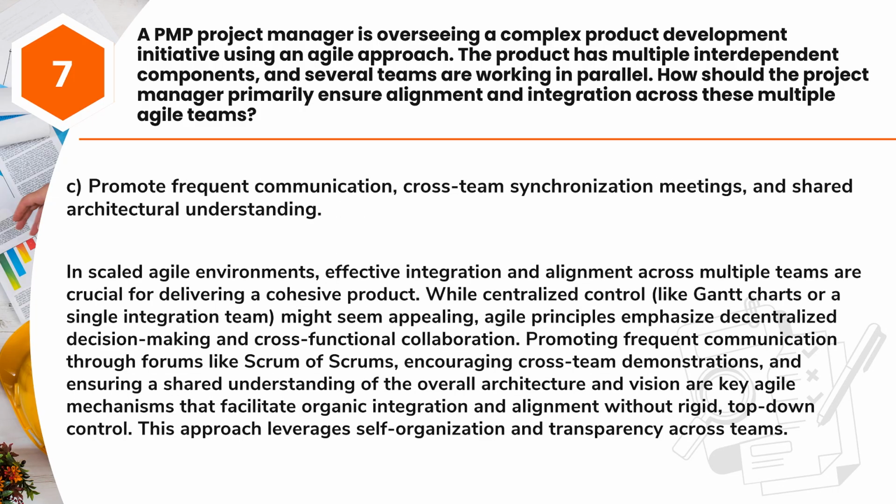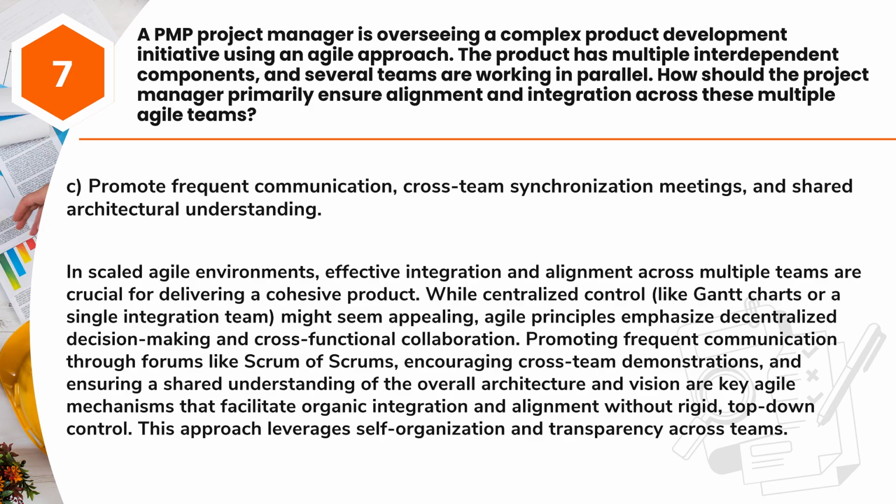Answer: C. Promote frequent communication, cross-team synchronization meetings, and shared architectural understanding. In scaled Agile environments, effective integration and alignment across multiple teams are crucial for delivering a cohesive product. While centralized control, like Gantt charts or a single integration team, might seem appealing, Agile principles emphasize decentralized decision-making and cross-functional collaboration.